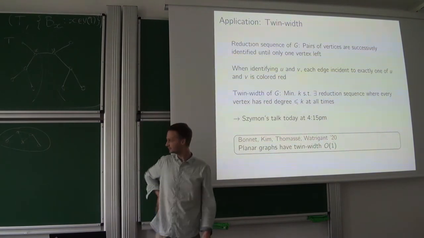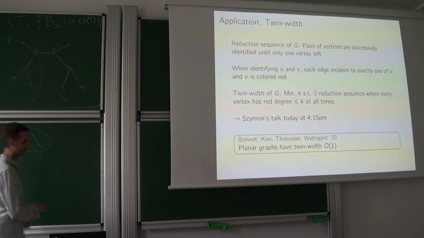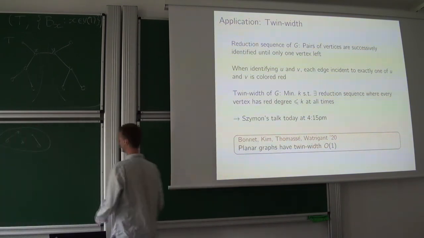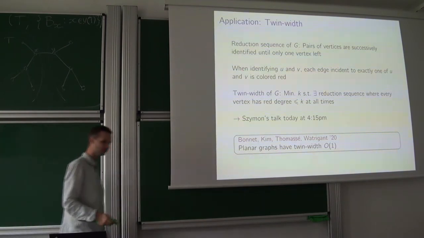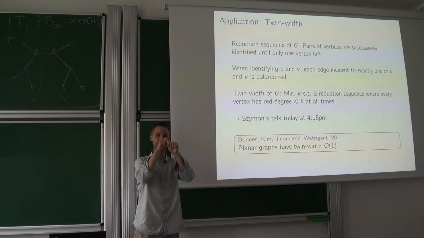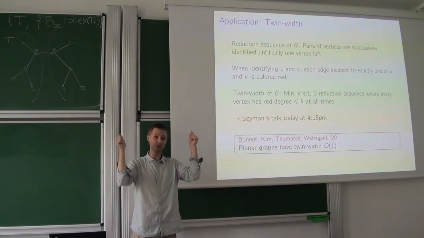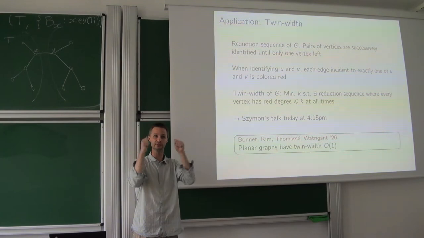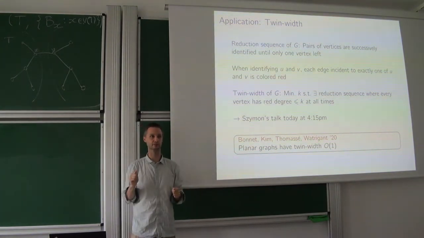Okay, so what is twin width? Well, you're playing the following game. You have a graph, and then you are going to reduce your graph using identification of pairs of vertices, and you are going to reduce it to a single-vertex graph. When you identify two vertices, they don't need to be adjacent. It's fine to identify non-adjacent vertices. We are not taking minors here. We are just making vertex identifications.